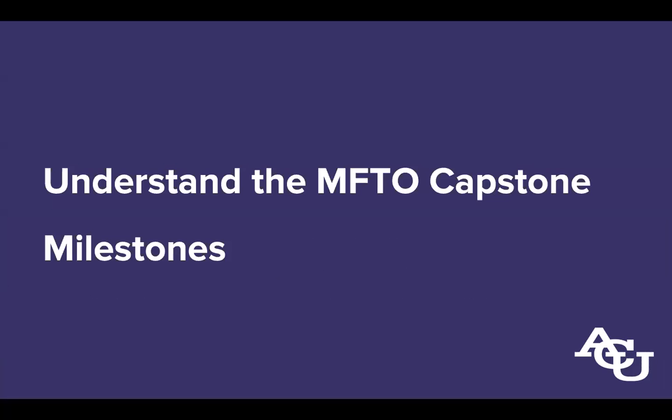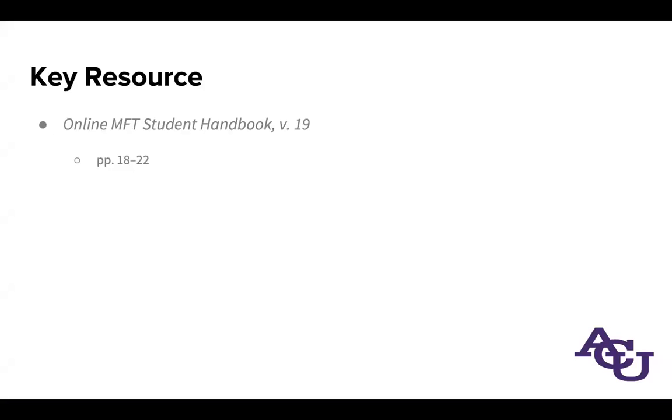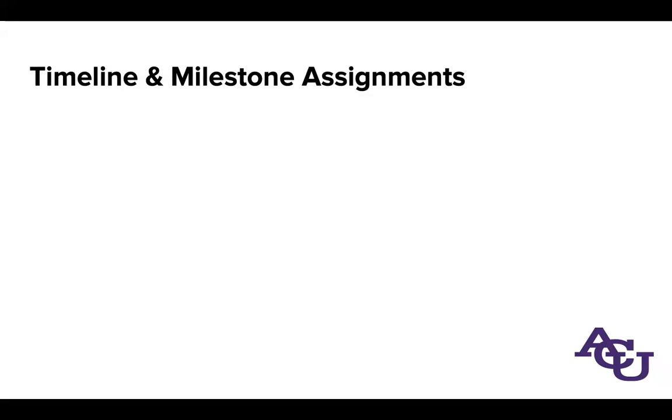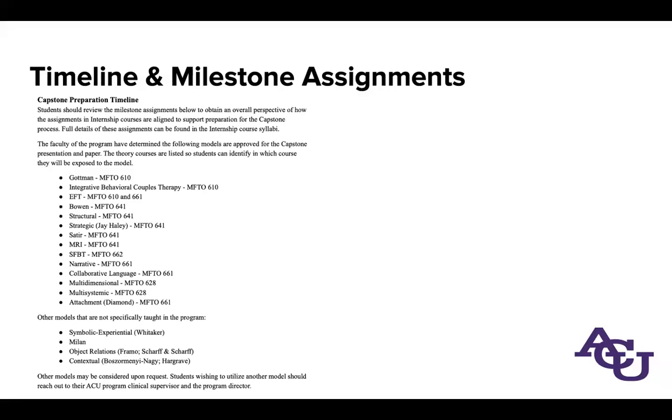So let's talk about the MFTO program first. This is our marriage and family therapy program, master's level. And here we have a key resource that outlines the different aspects of the capstone. This is the online MFT student handbook. You want to make sure you have version 19, which is the most current, and the pertinent section is pages 18 to 22. If we look at this, we find that it lays out some of the major capstone timeline blocks where you'll be working on particular theories and other ideas and frameworks of interest in different assignments.